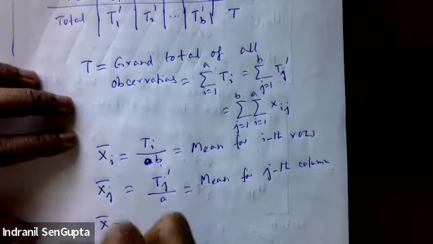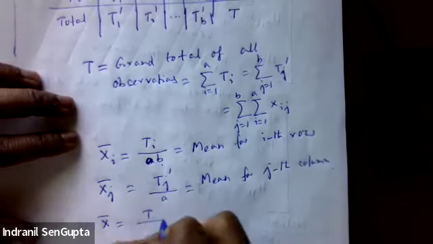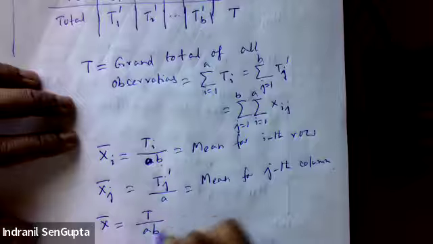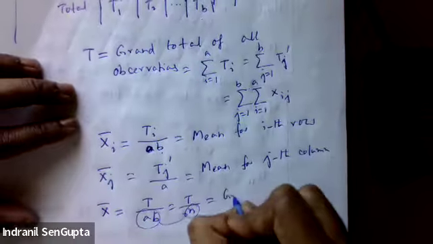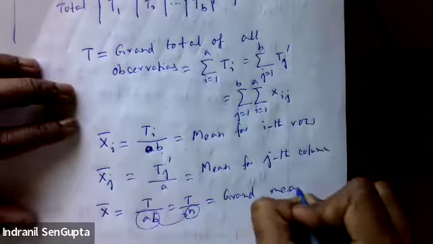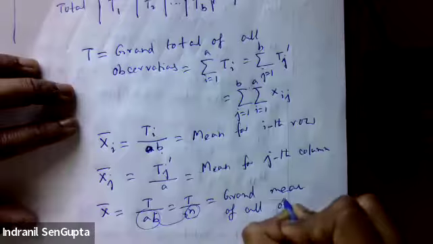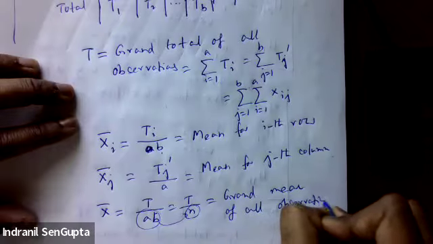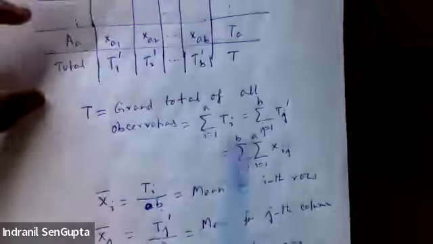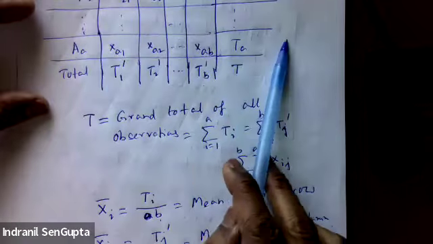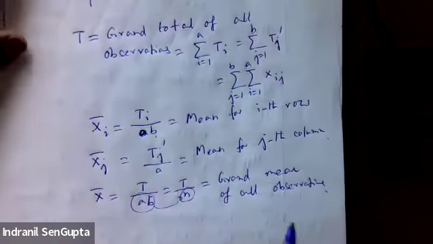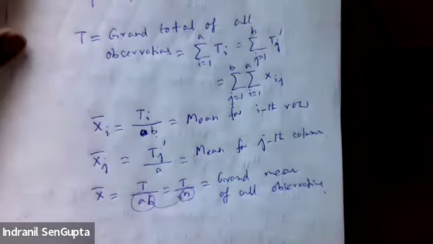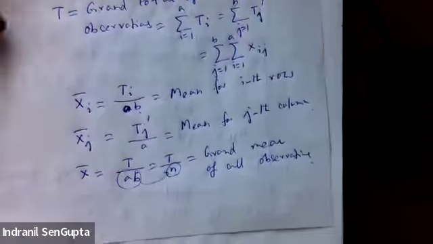And x bar is the grand mean. So it's T over ab, which is the same as T over n according to our notation. So it's the grand mean of all observations. So every row has a mean, every column has a mean, and then we have a grand mean. So these are the three quantities.